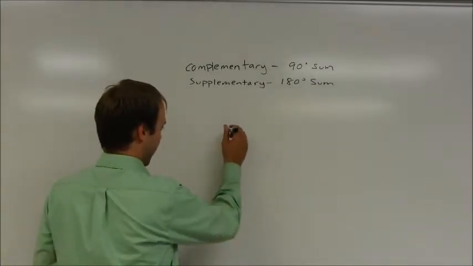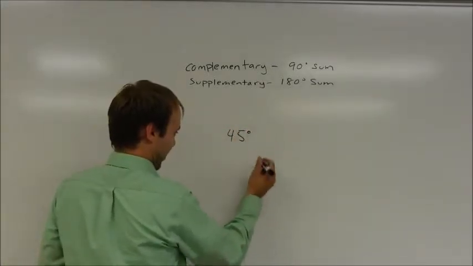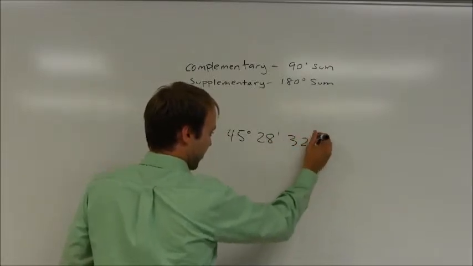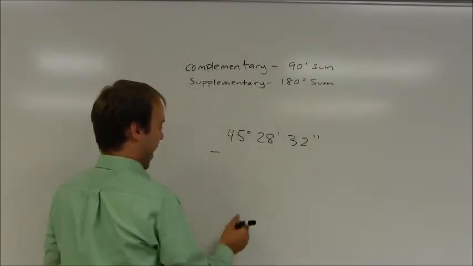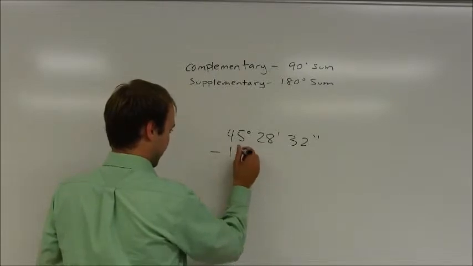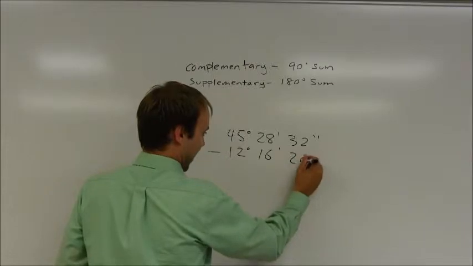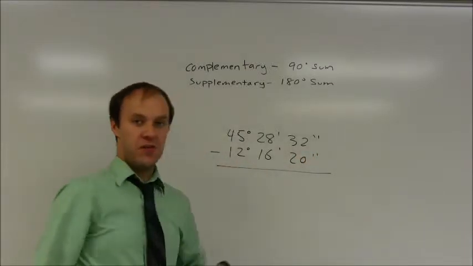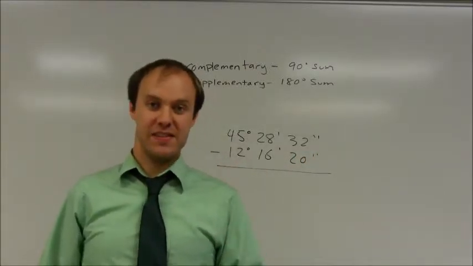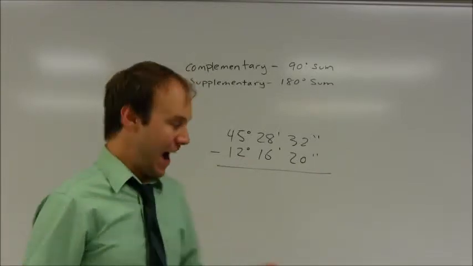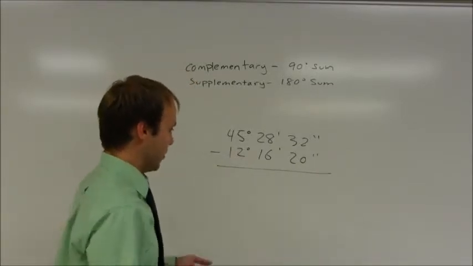If I have 45 degrees, 28 minutes, and 32 seconds, and I want to subtract 12 degrees, 16 minutes, and 20 seconds. The great thing about this is, because this isn't in fractional form, I don't have to worry about common denominators or that type of thing. I can just subtract like terms.